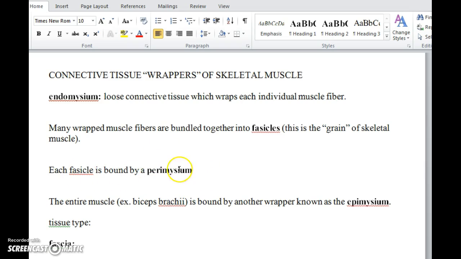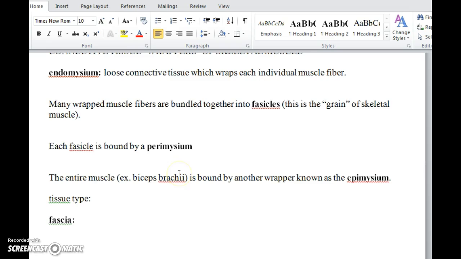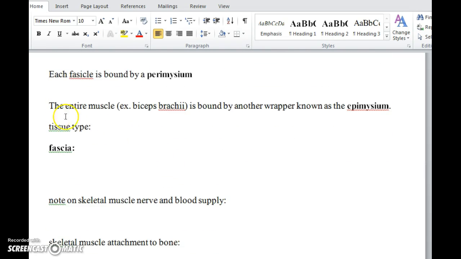Each fascicle is bound by a perimysium. Okay, that's good enough. You don't have to add anything to that. And then here it says the entire muscle, like your biceps or whatever, is bound by a wrapper called the epimysium.